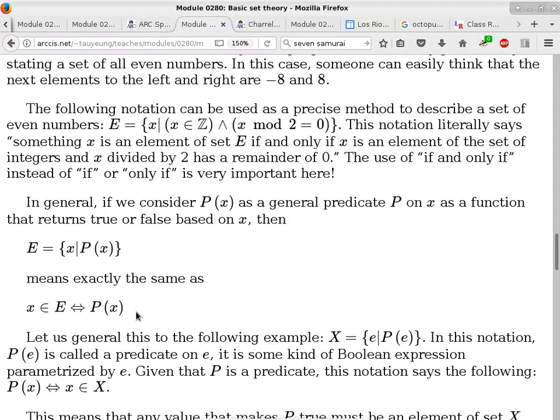If you find a particular value, K, and P of K is false, what do you know for sure? It is not in E in this case. If you know a particular thing, let's say M is not in E, what do you know? P of M is false. So that is important because it's a double-sided arrow, if and only if. So are we okay so far with all this? Okay.